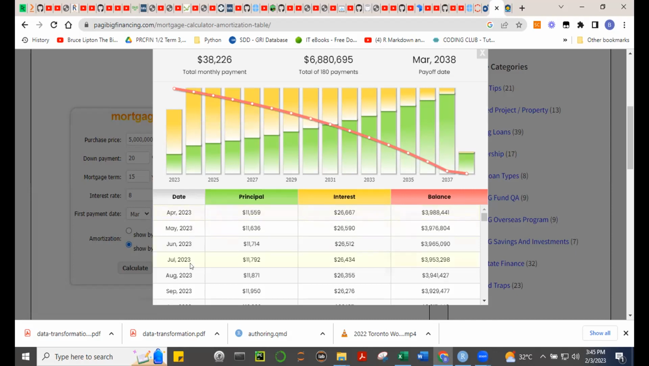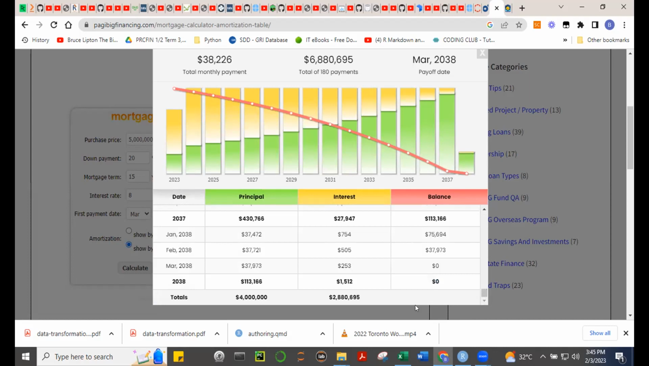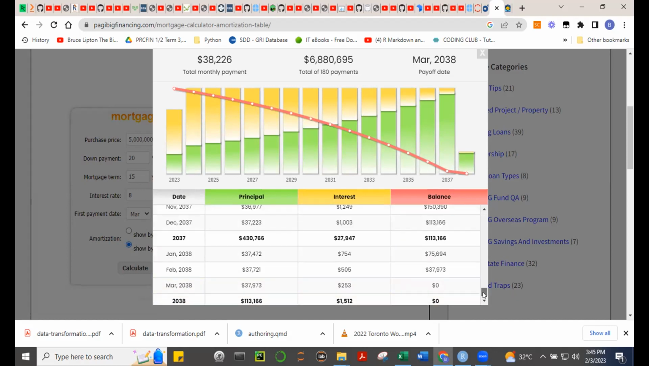This is on a monthly basis. You can see here principal, interest, and balance. So the 4 million principal balance will be going down every month until it reaches March 2038, which is the 15th year. There will be zero balance, which means you have paid up your principal.